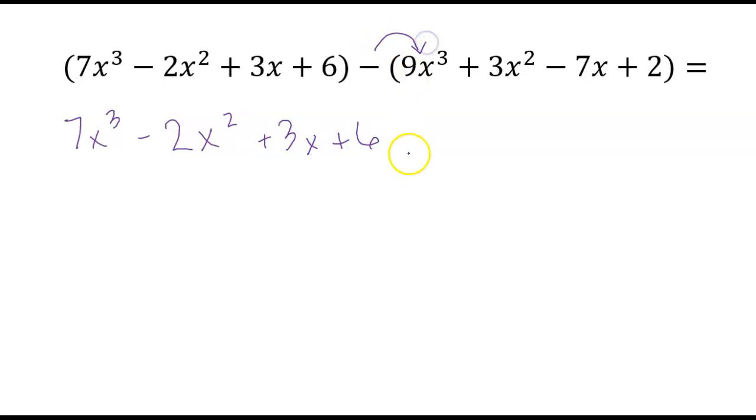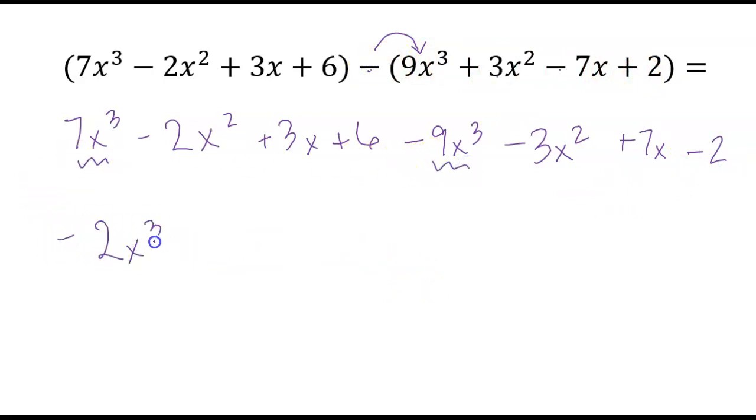Negative times positive 9x cubed becomes -9x cubed. -1 times positive 3x squared becomes -3x squared. Negative times negative is positive 7x. Negative times positive is -2. Okay, look for like terms. 7x cubed minus 9x cubed, that's going to be -2x cubed. I like to cross them out just to make sure I get all the terms.